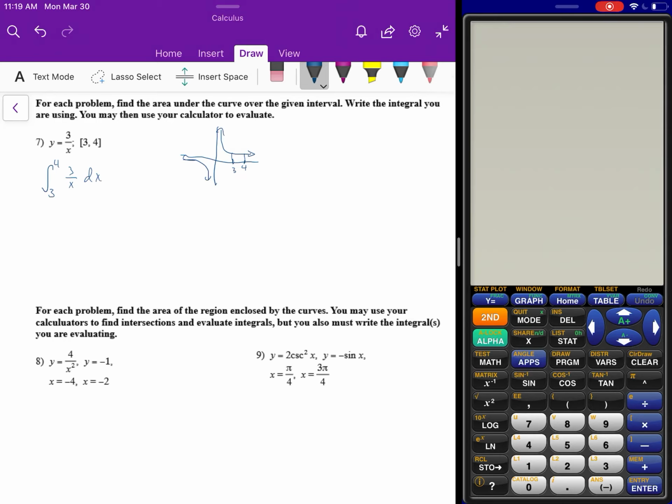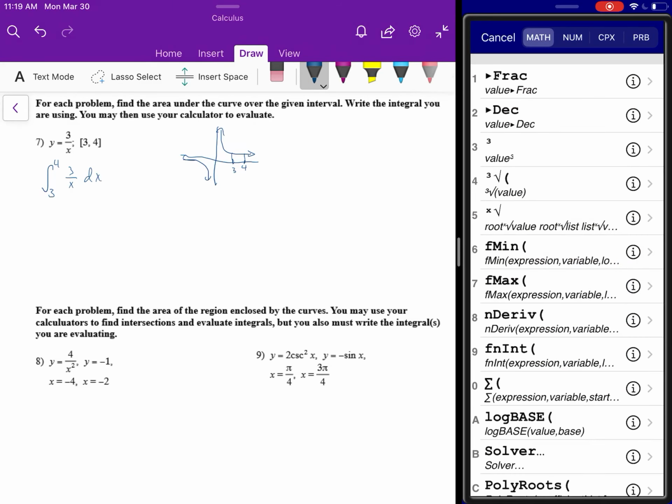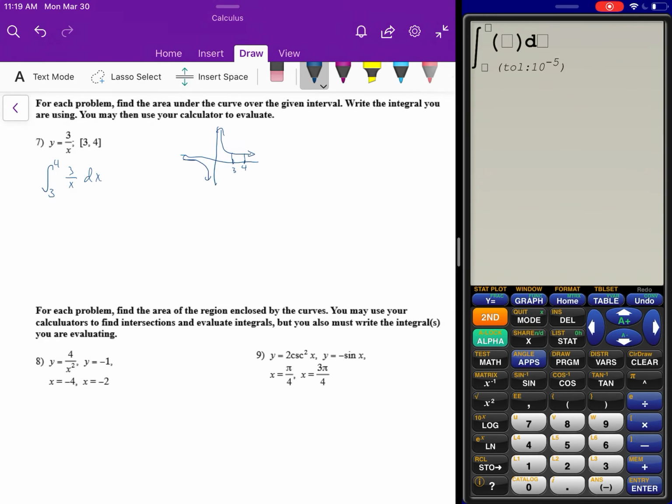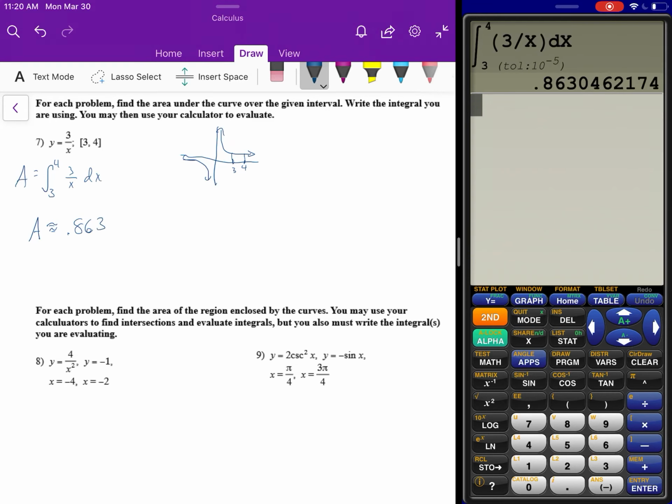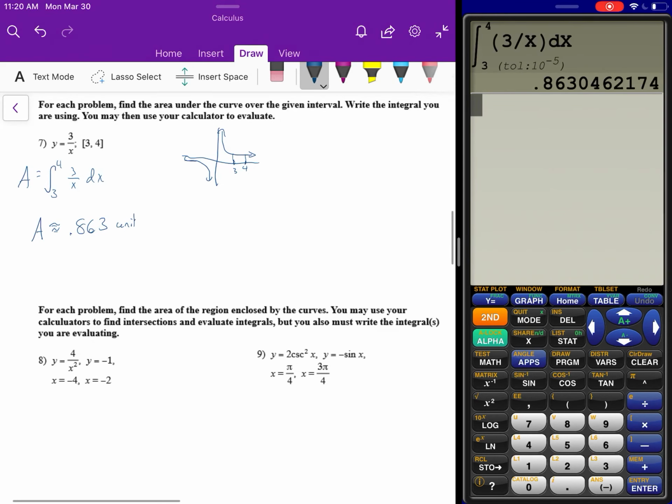This one wouldn't be too hard to evaluate, but I did say you could use your calculator, which sometimes saves time. So we can go to math, 9, so integral, and this is set up nicely. You can just put in 3 to 4 of 3 over x dx. And hit enter, and we see that the area will equal approximately 0.863 units squared. So that's a pretty straightforward one.